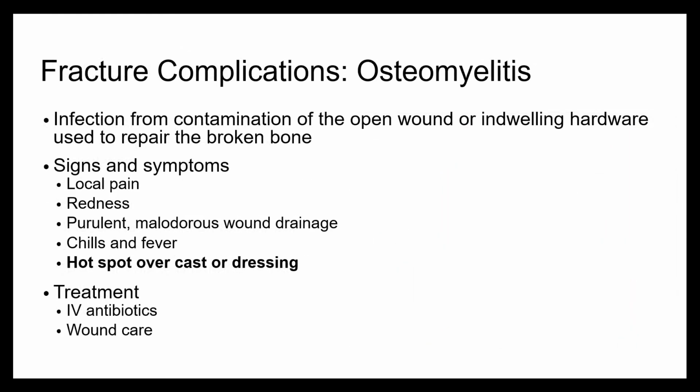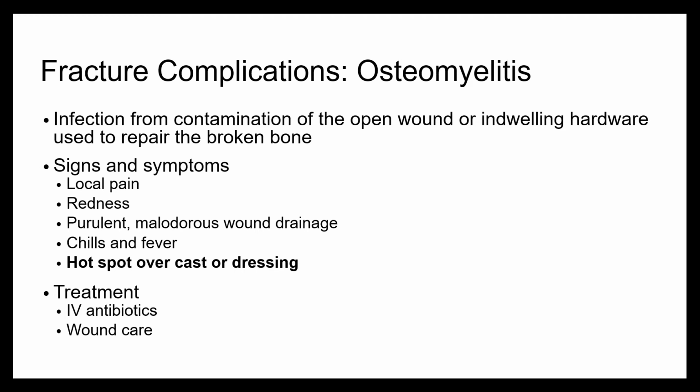We have some different types of fracture complications that we need to cover. The first one is osteomyelitis. Osteomyelitis occurs when there is an infection from contamination of an open wound or the indwelling hardware that was used to repair the broken bone. This can interfere with the normal healing process, and it is most common after an open fracture or a fracture that required some type of surgical repair.